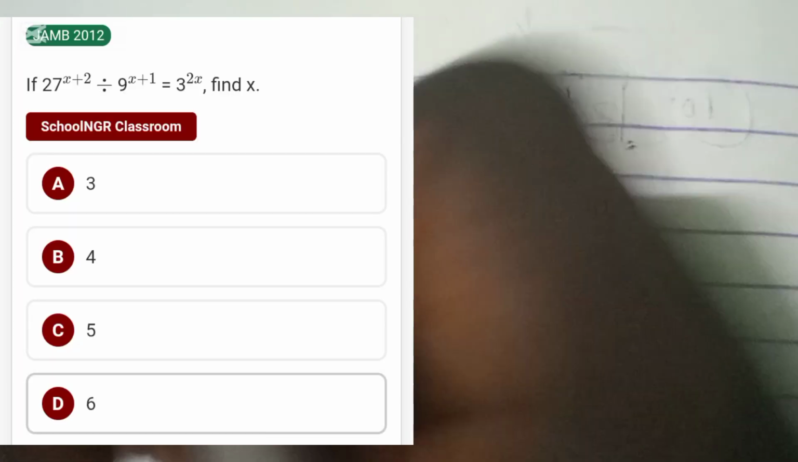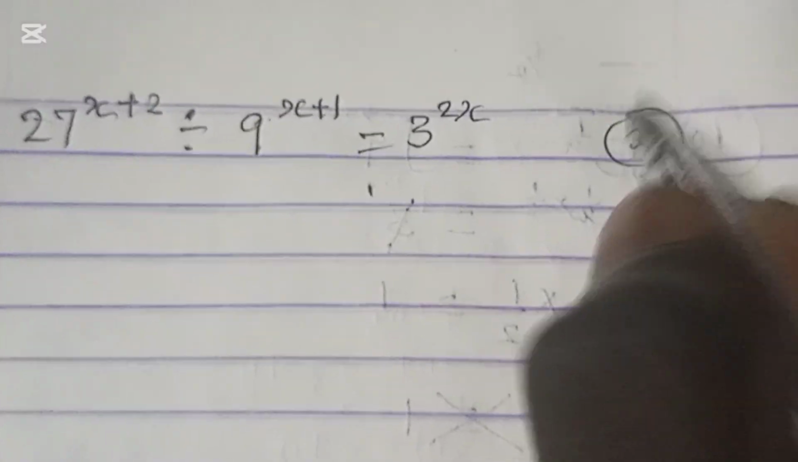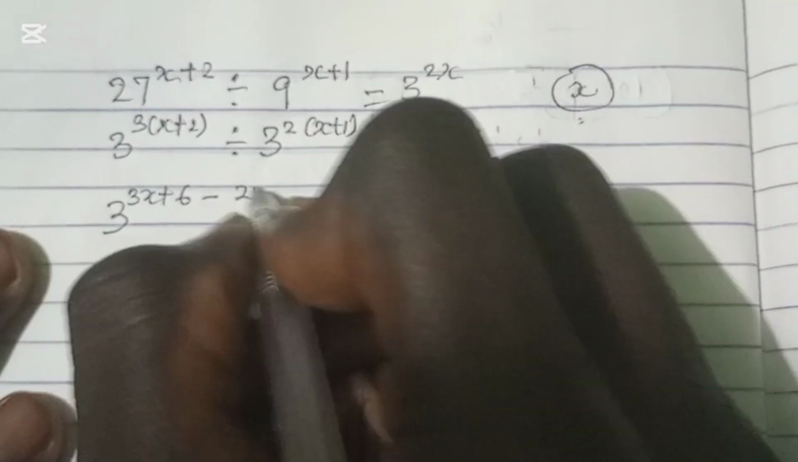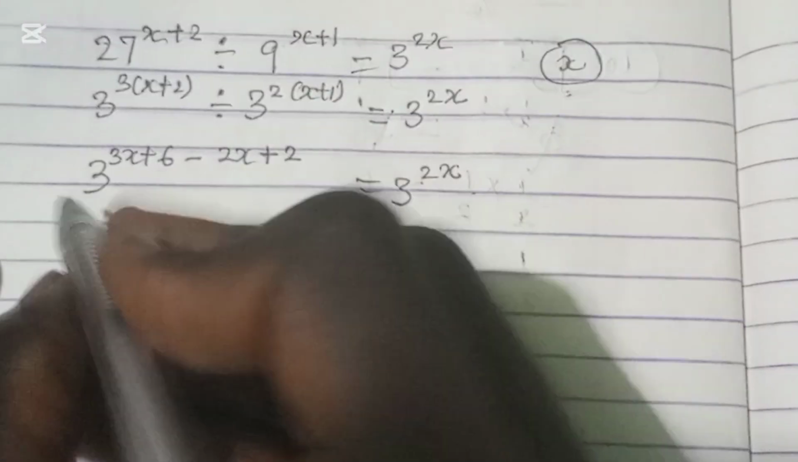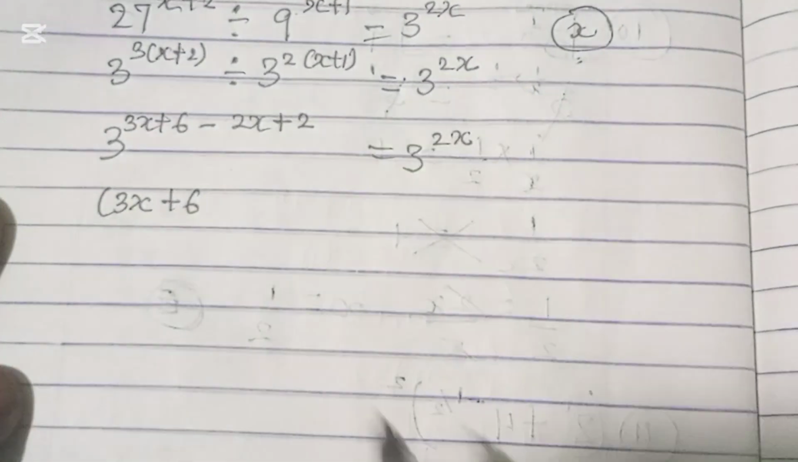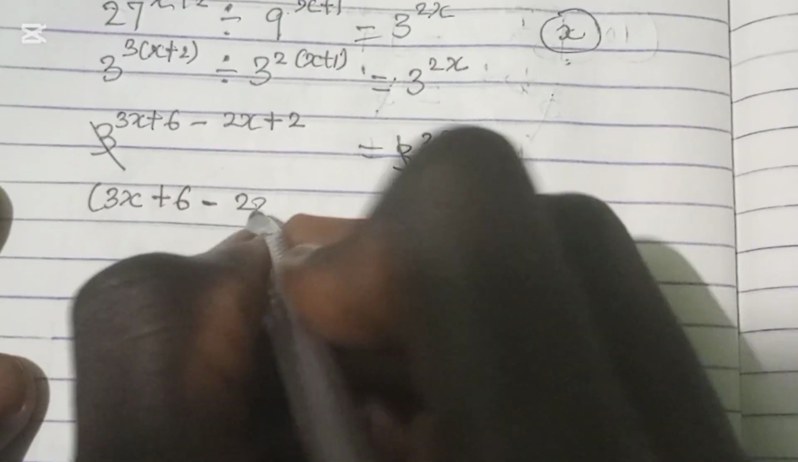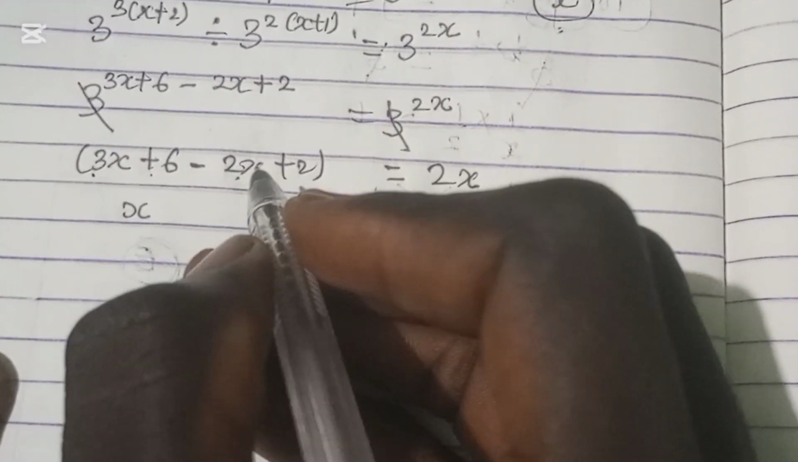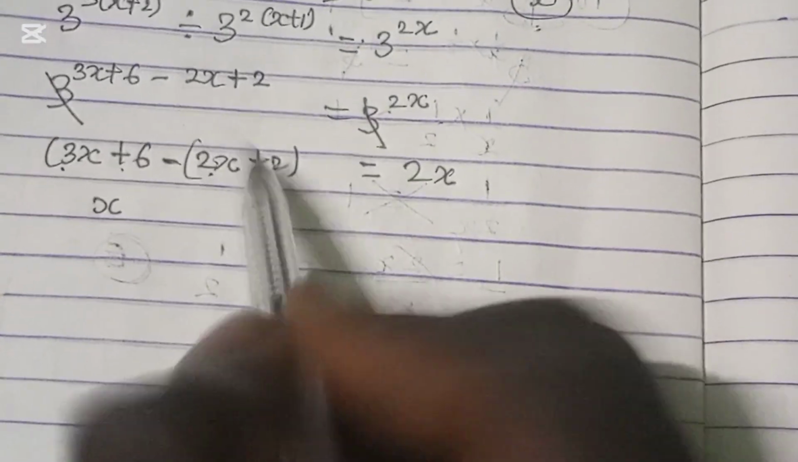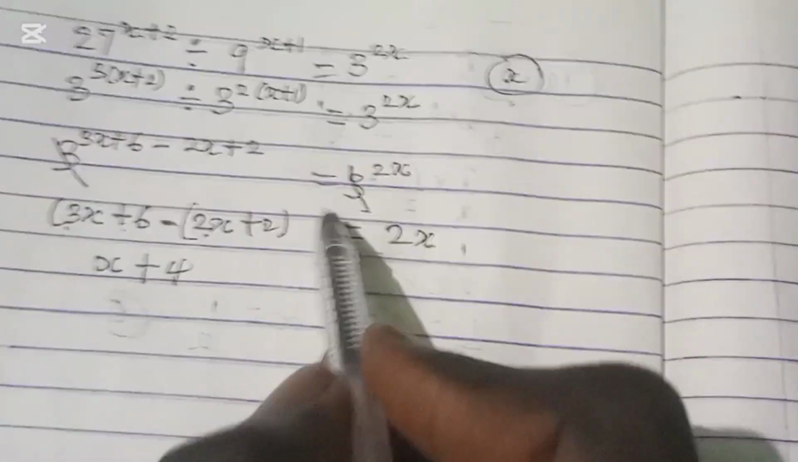So that is 27 raised to power x plus 2 divided by 9 raised to power x plus 1 equals 3 raised to power 2x. So that's to find x. To express this to the base 3, that's 3 raised to power 3 times x plus 2, divided by 3 raised to power 2 times x plus 1, equals 3 raised to power 2x. So using the subtraction, we're having 3 raised to power 3x plus 6 minus 2x plus 2 equals 3 raised to power 2x. Then to simplify this, you have 3x plus 6 minus 2x plus 2 equals 2x. So this will be 3x minus 2x plus x, 6 plus 2. And this is minus effect here. Minus times plus has minus. That's plus 4, plus 6 minus 2. It'll give you plus 4.